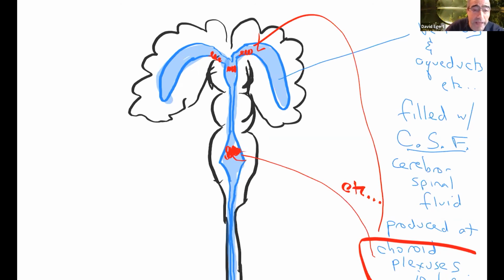So what we're going to do now is continue with this picture. So far we've just talked about the inside of the brain. Now we're going to go to the outside of the brain and watch where the CSF is going to flow. The outside of the brain has three layers called meninges.